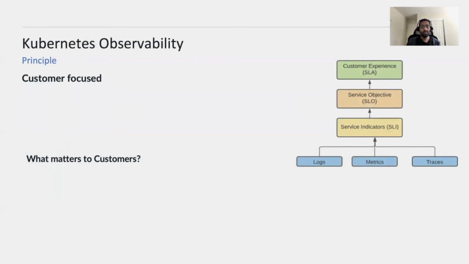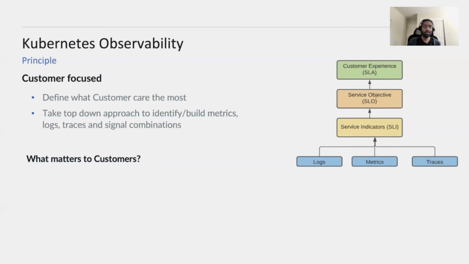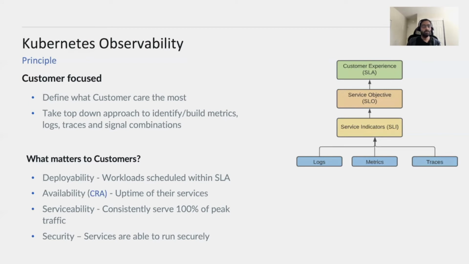On the observability for Kubernetes, now that we have all the metrics, logs, and traces, we wanted to identify how to tie all of this data into defining our SLA, SLO, and SLI. So we took a customer-based approach where we tried to define what customers care about the most. By taking this top-down approach to identify and build metrics, it allowed us to reduce noise from signals. And during that exercise, we found 4 key areas that define customer experience.